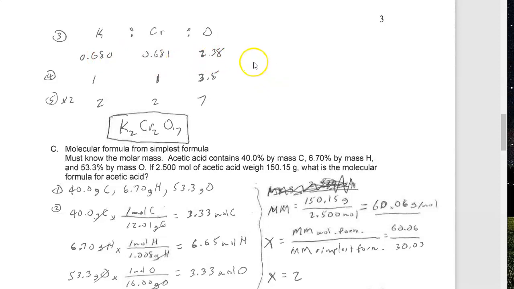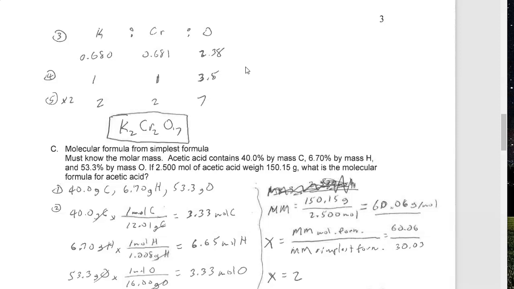Well, I'm going to divide by the smallest number in the chart, and the smallest number in the chart happens to be 0.680. All right, now why do I do that? Well, because you can't have 0.68 of an atom. You can't have 2.38 oxygen atoms. You know, either you've got 2 or you've got 3. You can't have 0.38 of an atom. So I need a ratio there that's all whole numbers.